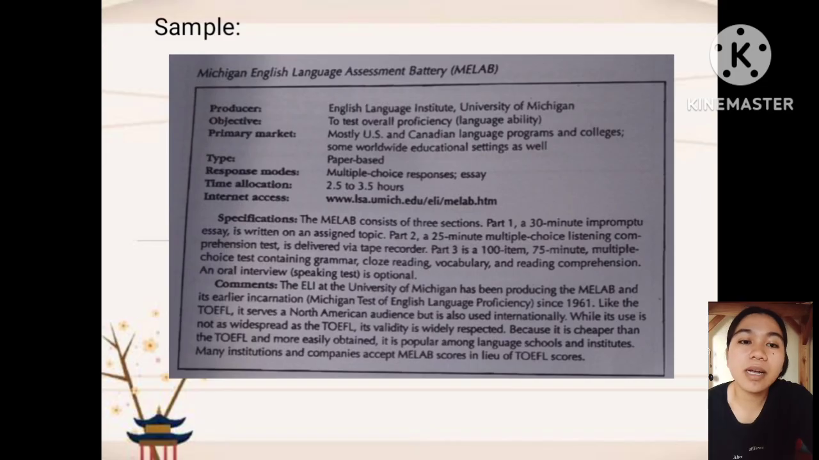I have here an image of the Michigan English Language Assessment Battery or MELAB. It actually includes the producer, the objectives, the primary market, the types, the response modes, the time allocation, and internet access. It also includes the specifications and the comment.